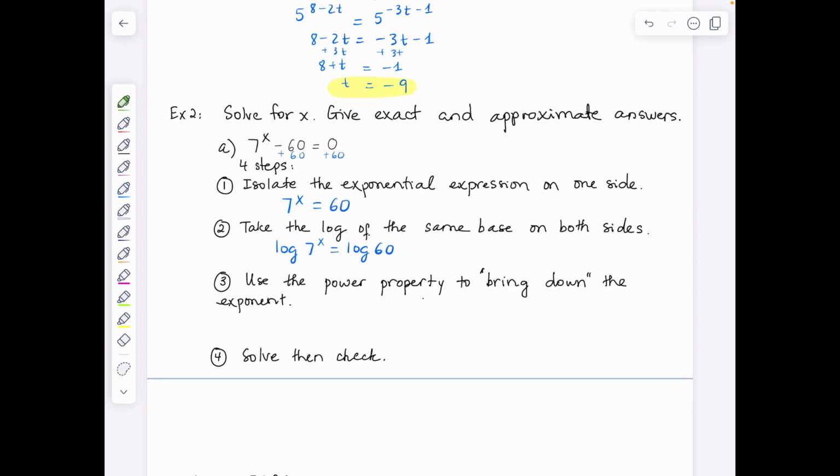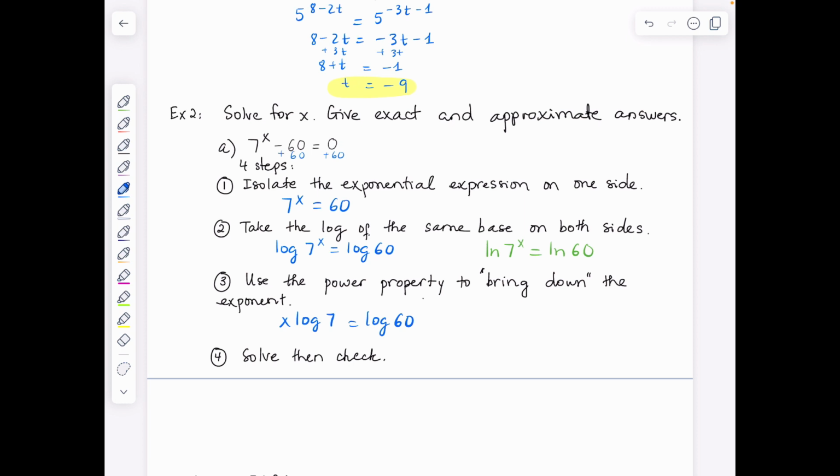Alternately, you can also use base e, so that will look like natural log of 7 to the x is equal to natural log of 60. Step 3, use the power property to bring down the exponent. So the power property says that we can move x to the front and it would look like this.